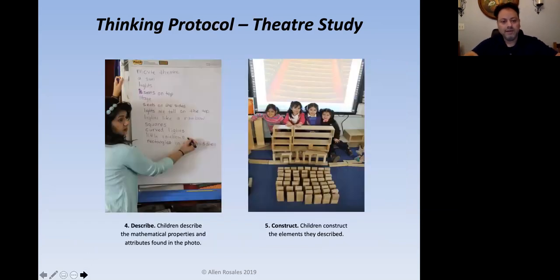And so here, the following day, you have the describing portion. And here, before they identified things that they found in the theater, this time they're describing the things that they identified. And so the children here describe the mathematical properties and attributes found in the photo. So maybe they saw the sun that's in the theater, and now they describe it, right? Like it's round, it has shapes, it has lines, there's squares, there's curved lights, and so forth.